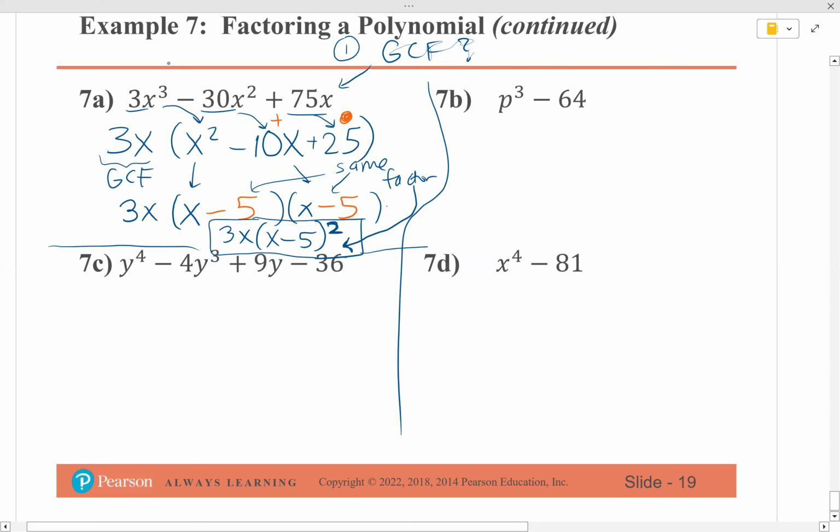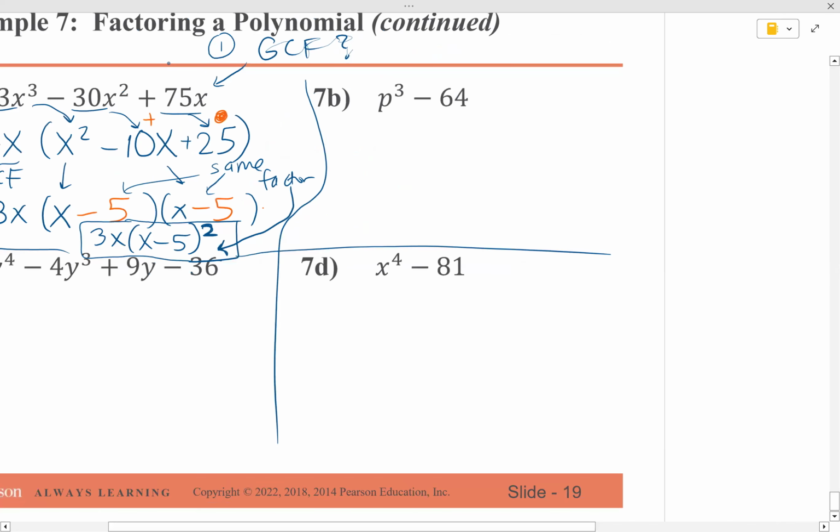Okay, let's move on to the second one. Looking at the second one, there's only 2 terms. Is there a common factor between them? No, there is not. So I write GCF.